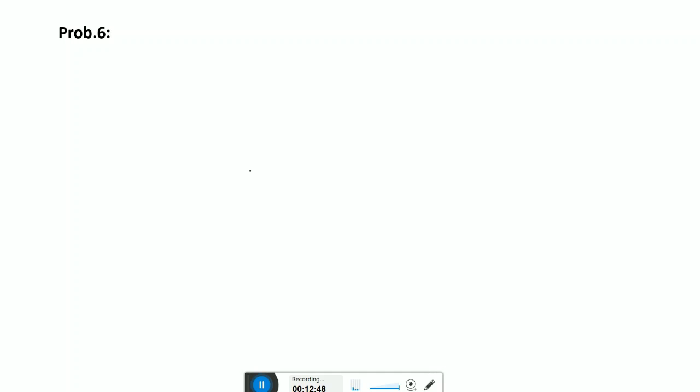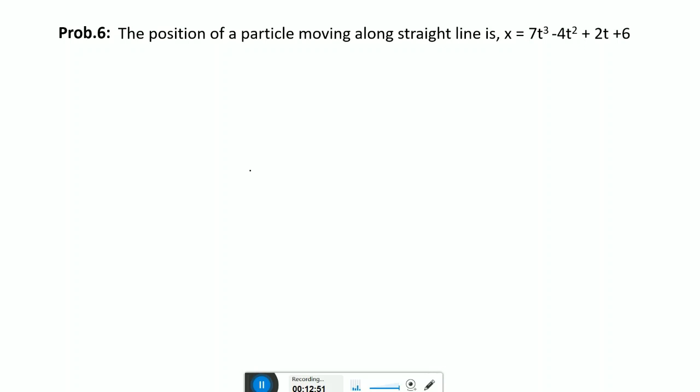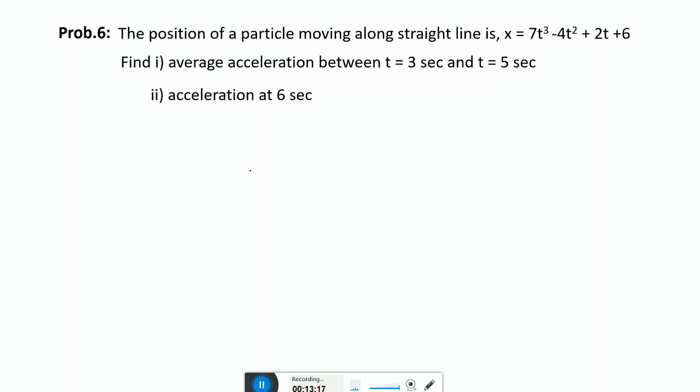Then sixth problem. The position of a particle moving along straight line is x is equal to 7t cube minus 4t square plus 2t plus 6. Find average acceleration between t is equal to 3 seconds and t is equal to 5 seconds. And second one is acceleration at 6 seconds.